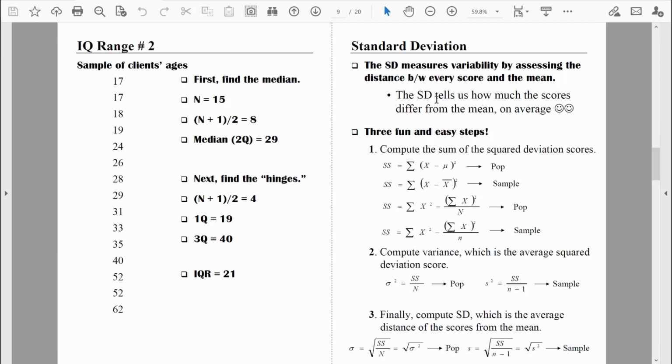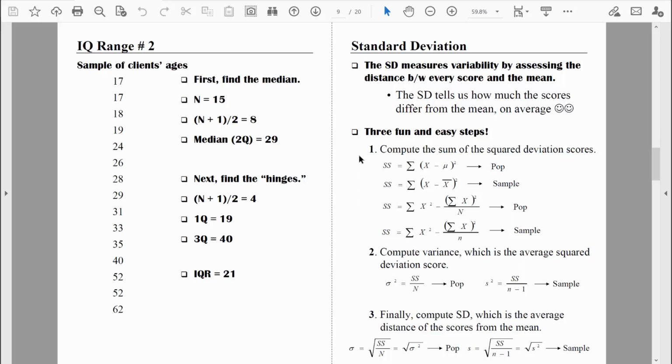As we're working on this, I want you to have this phrase continuing to go through your head. And that's that the standard deviation tells us, on average, how much the scores differ from the mean. On average, how much do the scores differ from the mean? So in essence, the mean is serving as a baseline. To compute the standard deviation, we go through 3 steps.